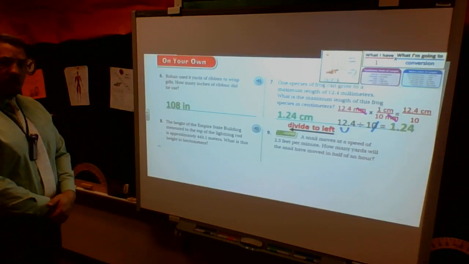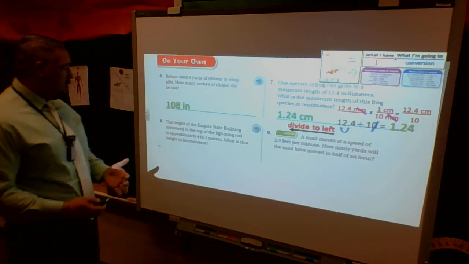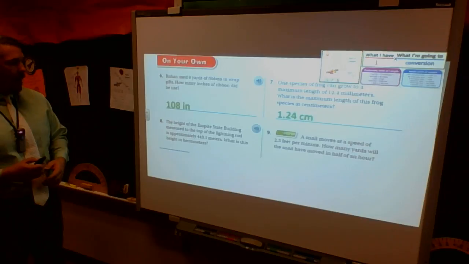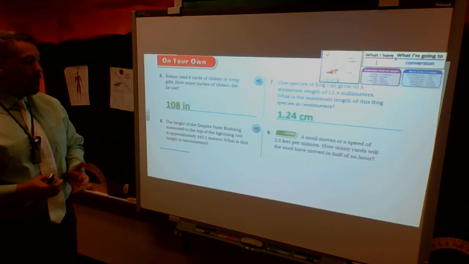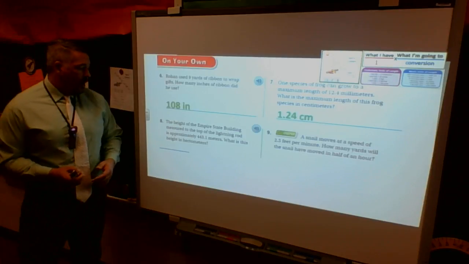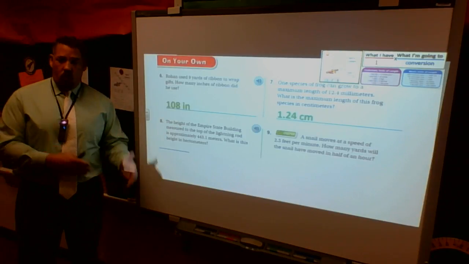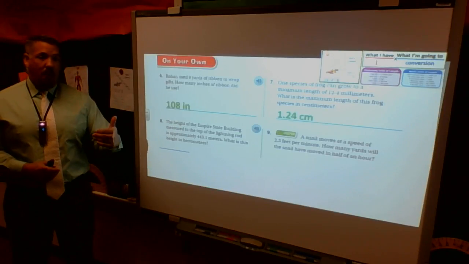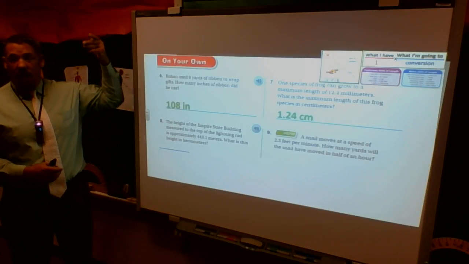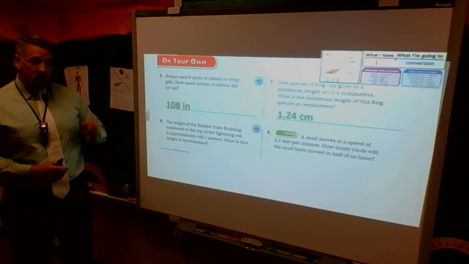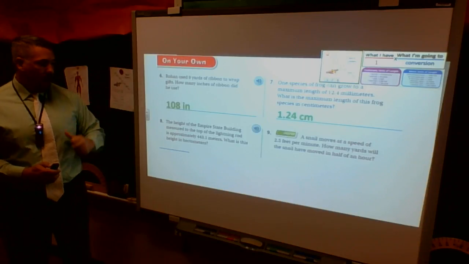All right, so number 8. The height of the Empire State Building measured to the top of the lightning rod is approximately 443.1 meters. What is the height in hectometers? So my meters is my base measurement. I have to go up to deca and then go up to hecto, which is his name. So that's 2 steps, and I'm going to the left.